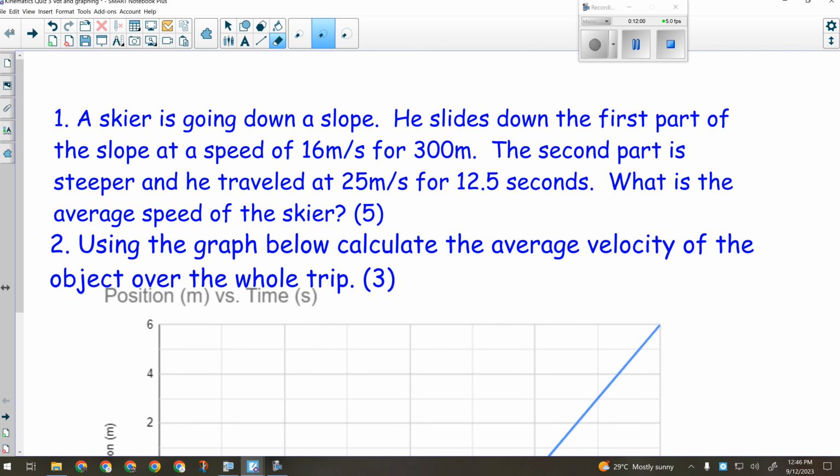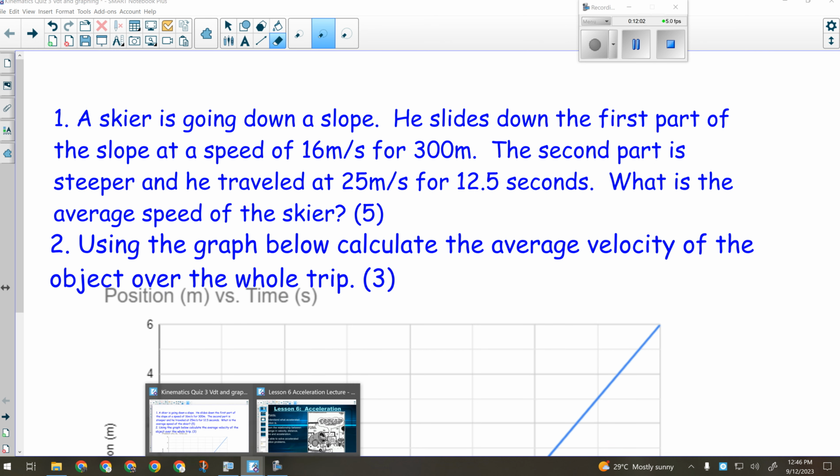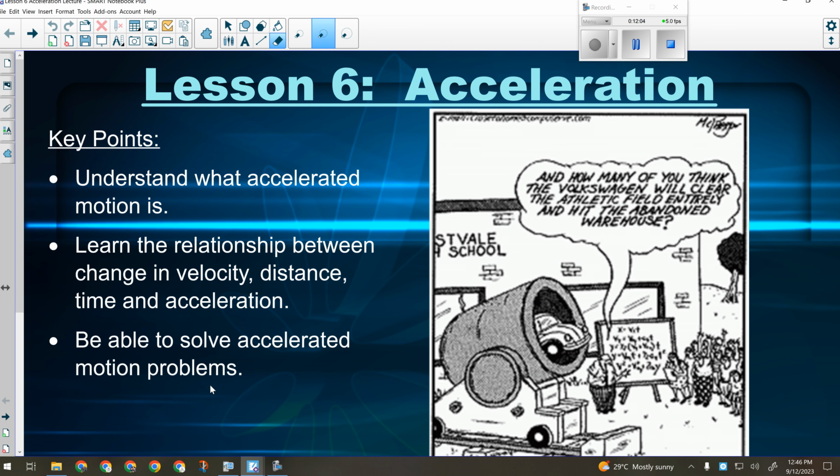Okay, let's look at acceleration. That's going to be our next thing. We've done all the graphing stuff now. We're going to do acceleration today and tomorrow, and then Thursday we'll do our lab with the carts and the Chromebooks and all of that stuff.